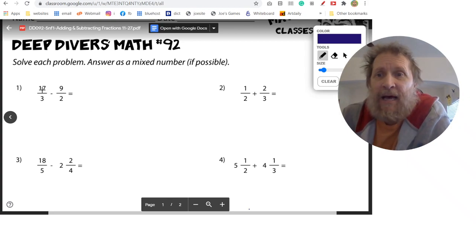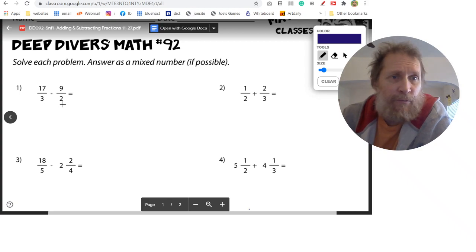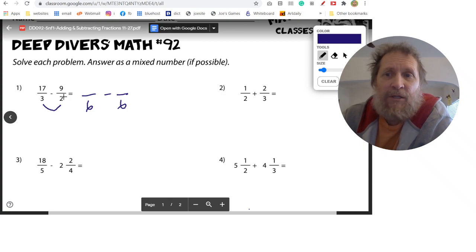So here I have something over 3 minus something over 2. In this case, the lowest common denominator is also the easiest one to find. I just multiply my two denominators together: 3 times 2 is 6. And then I know that I've got to multiply the top of the number by the same as the bottom.